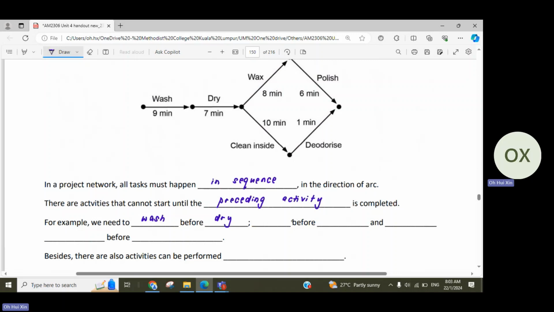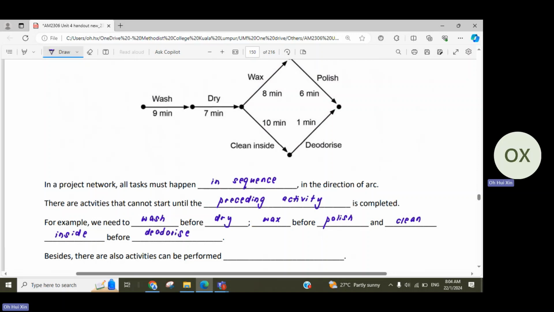We must also make sure that, for example, we wax the car first before we polish the car. We need to wax first before we polish. And the same thing, we must make sure that we clean inside first, then only we go and deodorize the car. So clean inside before deodorize. Okay, so this is what we talk about in sequence.